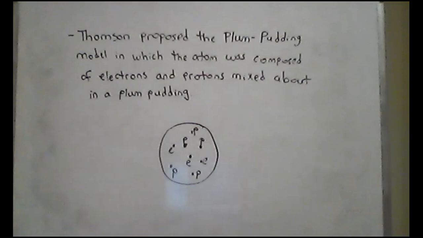We know they're composed of substructures. We know about protons and we know about electrons. We know electrons are tiny, so there must be a lot of protons around to make up the atom, because electrons certainly aren't going to account for the weight. The electrons are too small. So you have the protons, but they're all mixed about in this plum pudding. So that was the understanding of what the atom looked like at the turn of the 20th century.